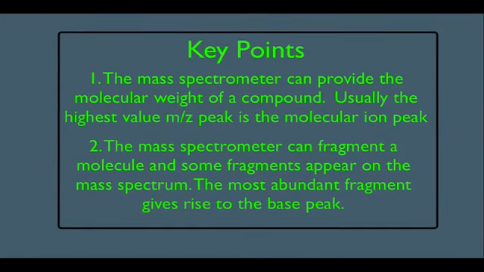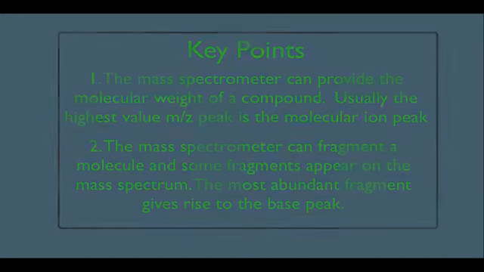Number two, the mass spectrometer can fragment a molecule, and some fragments appear on the mass spectrum. The most abundant fragment gives rise to what's called the base peak. So, let's talk about this then.